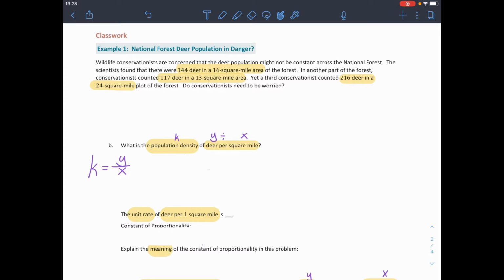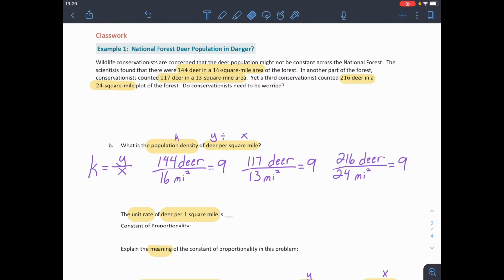So we can divide the number of deer by the number of square miles. For our first pair of numbers, that's 144 deer divided by 16 square miles, and we get 9 as our unit rate. For our second pair of numbers, 117 deer divided by 13 square miles, we get 9 again. For 216 deer divided by those 24 square miles, yet again we get 9 as our unit rate. So our unit rate of deer per 1 square mile is 9.